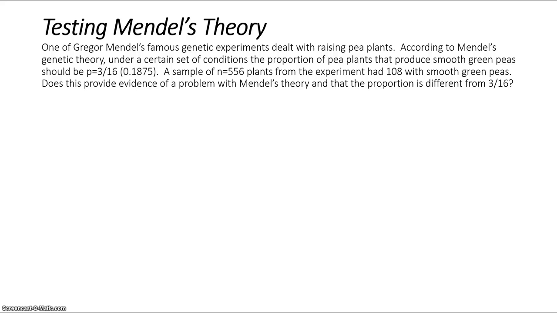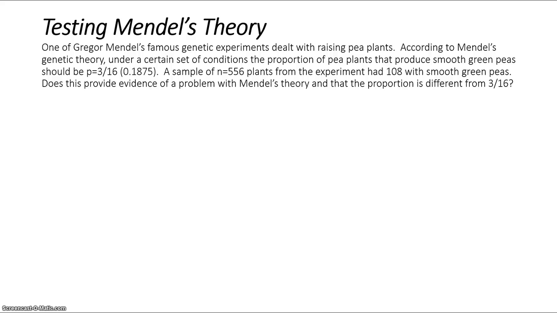A sample of 556 plants from the experiment had 108 smooth green peas, and these were grown under these conditions. We want to know, does this provide evidence of a problem with Mendel's theory, and that the proportion is actually different from 3/16? So we're going to work through all the steps of a hypothesis test.